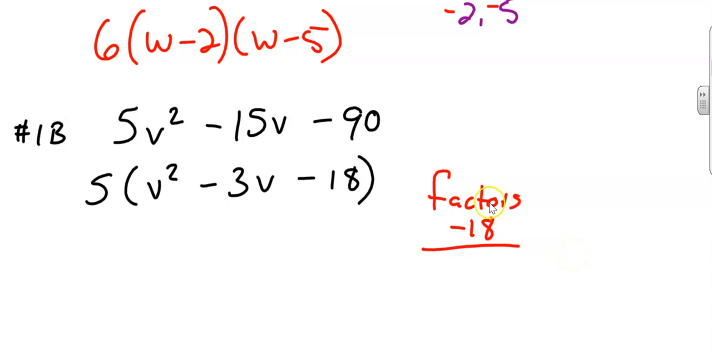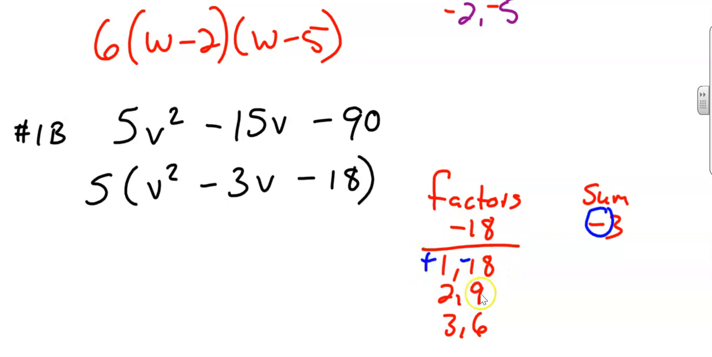Okay, so we're looking for the factors of negative 18 that have a sum of negative 3. And there's not that many options. It's 1 times 18, 2 times 9, or 3 times 6. And again, the main thing for this one is that the b term is negative, so that sign has to go with the bigger factor. And if you do a negative by negative, it makes that a positive. Okay, and the pair that adds up to negative 3 is going to have to be the positive 3 and the negative 6.